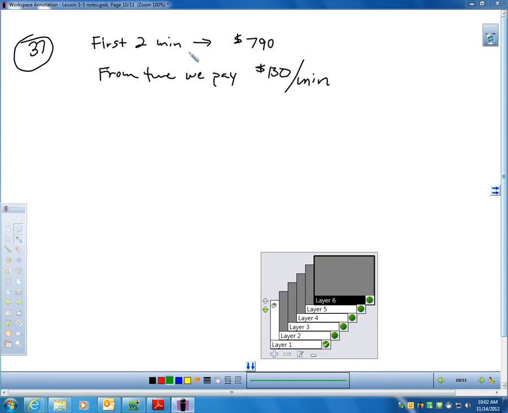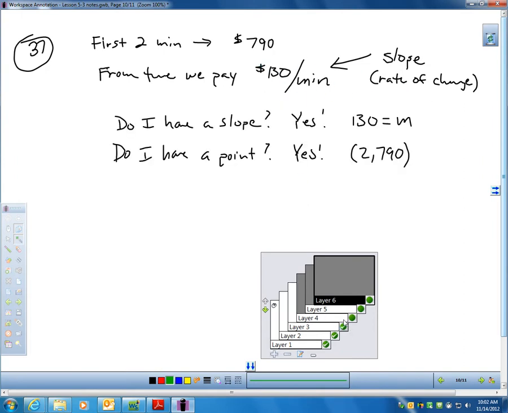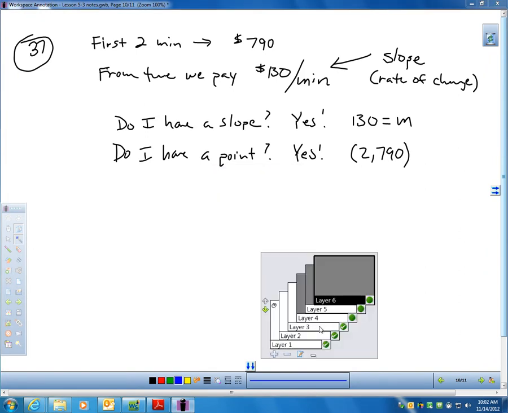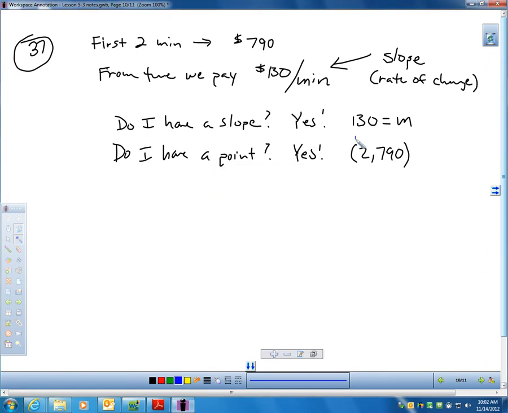Okay, well, first of all, this is going to be easy. This is why point-slope form is so great. Right now, I have a slope and a point. Here's my slope. There's my rate of change. It's $130 every extra minute. But do you notice I also have a point? Here's the point. In 2 minutes, we have to pay, the first 2 minutes, we paid $790.